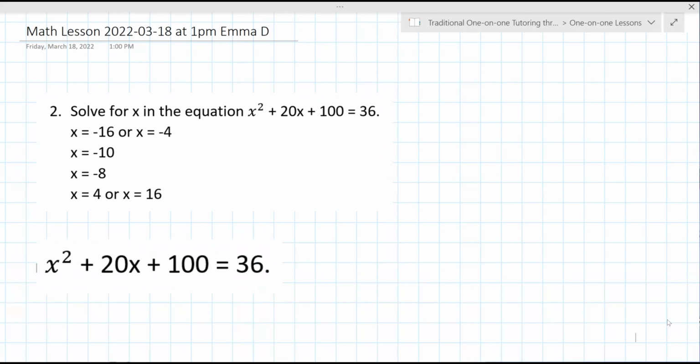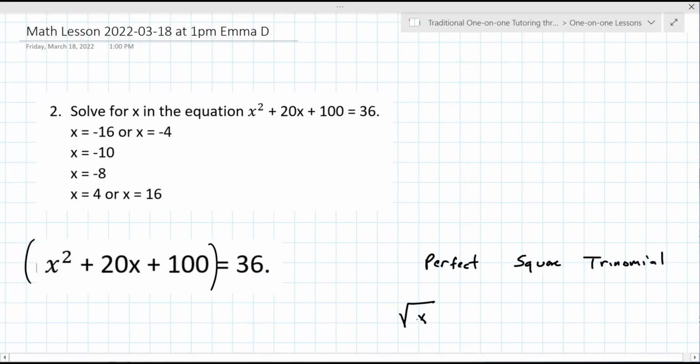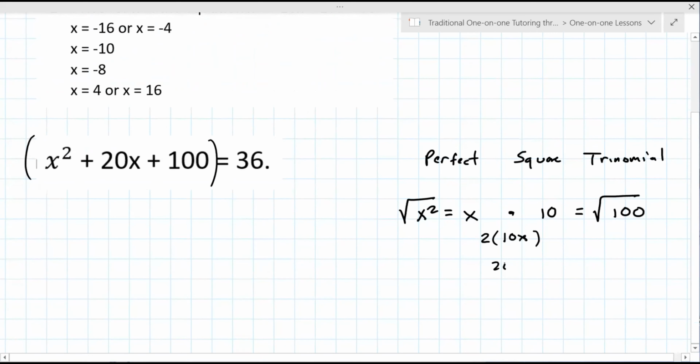So on the left here is what's called a perfect square trinomial. Have you seen that or heard of that? Yes. Okay, and here's how I know. What is the square root of x squared? It's x. And what is the square root of 100? It's 10. Now when I multiply these together, I get 10x. And then if you double it, you get 20x. And do you see that 20x is right there?